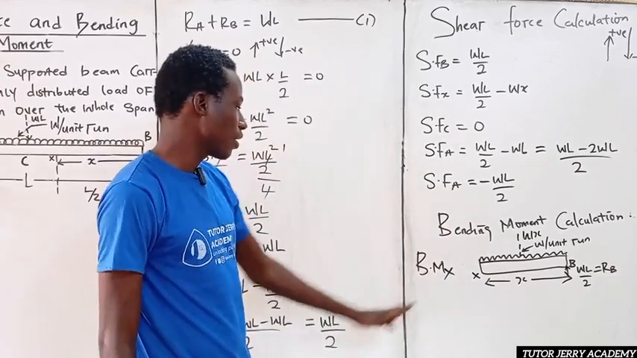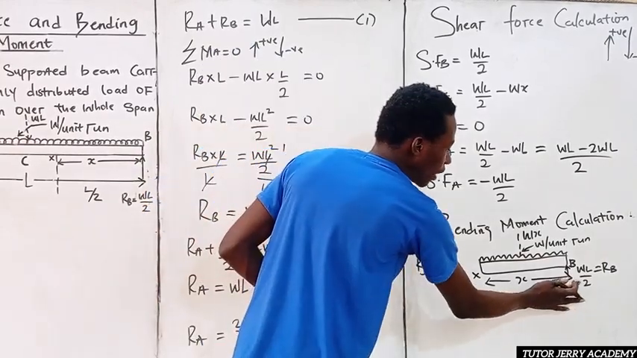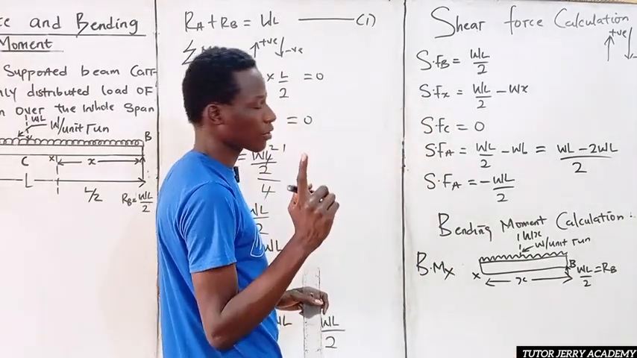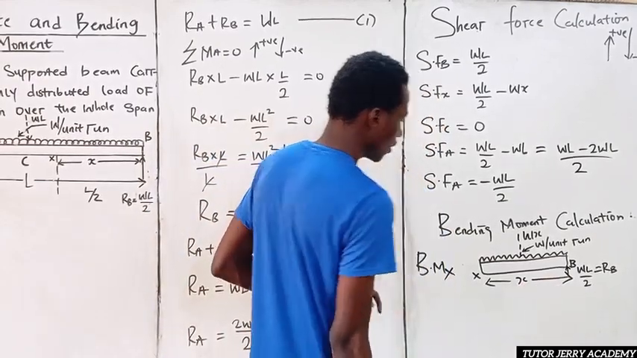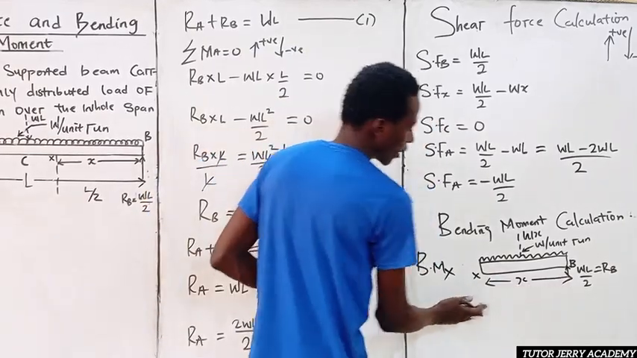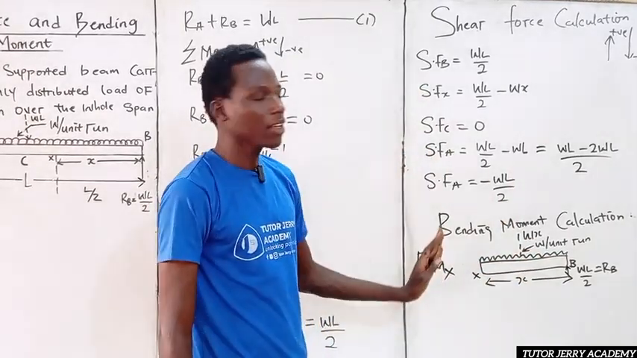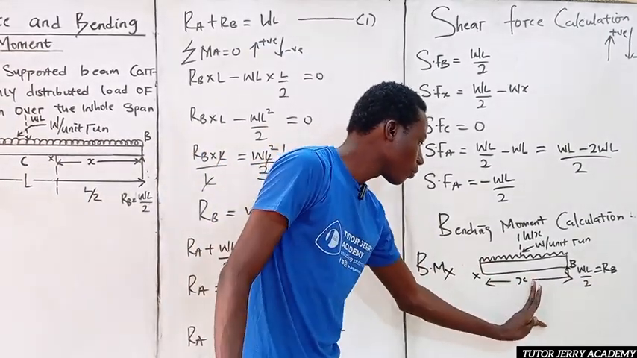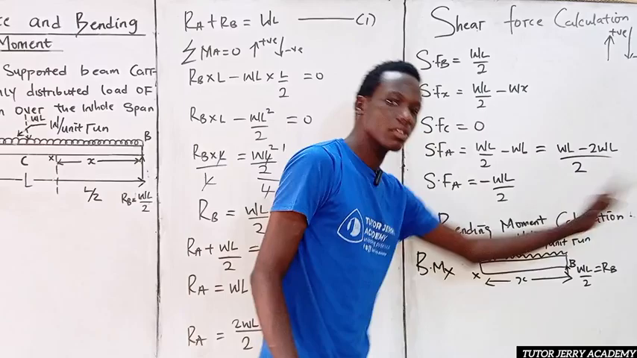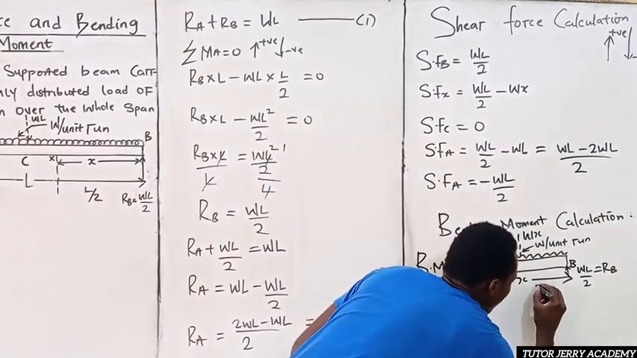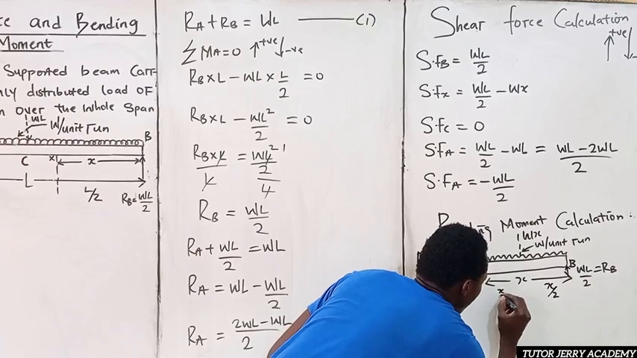Now, the bending moment at X is nothing but force times perpendicular distance. So we have WL all over 2, taking upward force to be positive, multiplied by the distance. If the total distance here is X, and when converting the uniformly distributed load to a point load, the point load acts at the center, then from the center to the left-hand side will be X over 2, and from the center to the right-hand side will be X over 2.